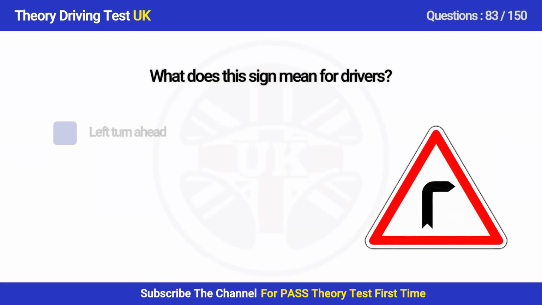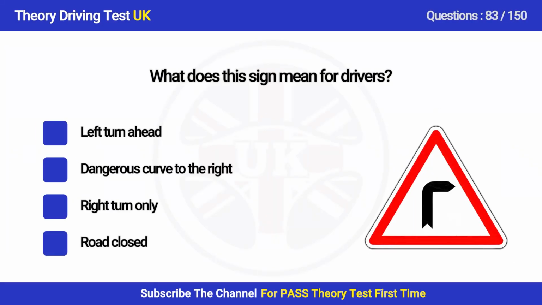Question 83. What does this sign mean for drivers? A. Left turn ahead. B. Dangerous curve to the right. C. Right turn only. D. Road closed.